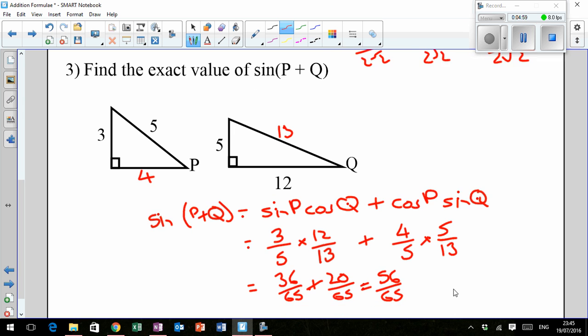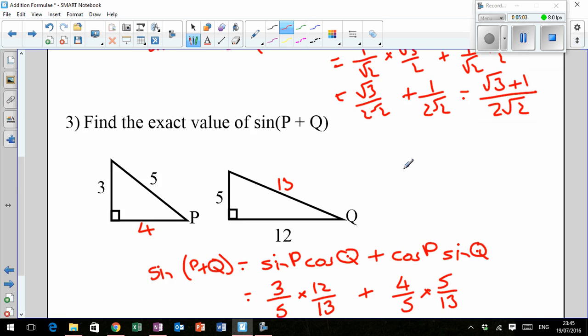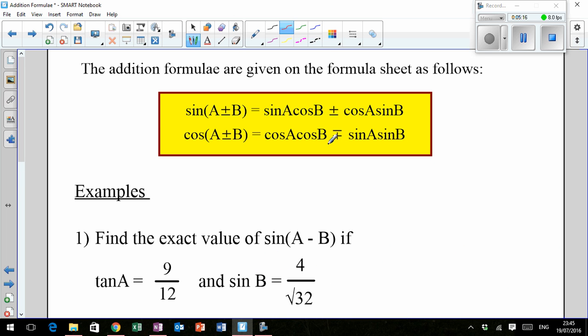Okay, so sine p plus q can be simplified to that. Now that's us only dealing with one expansion. The other expansions are very similar and you're going to deal with them in exactly the same way, so I won't worry too much. There's all four expansions wrapped together, and that's how it will be given in the formula sheet.